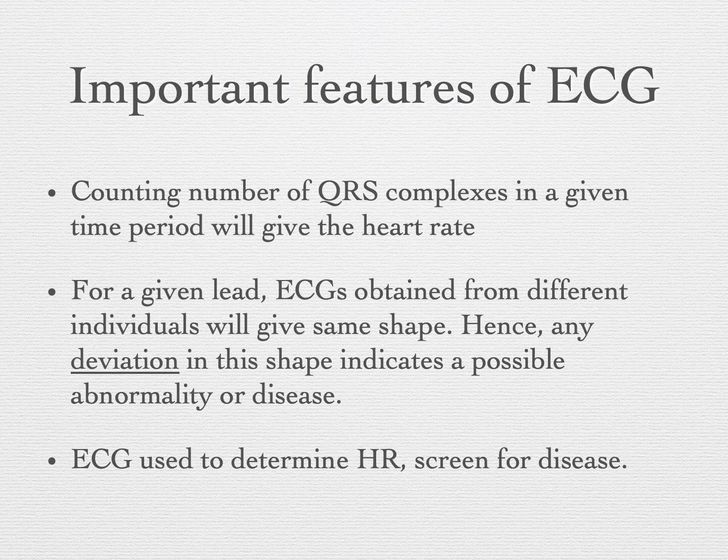Some important features regarding the ECG. Counting the number of QRS complexes in a given time period will give the heart rate. This point is pretty much self-explanatory, as there is only one QRS complex in each cardiac cycle. We can calculate the duration of each cardiac cycle and then arrive at the heart rate. To give an example, if an ECG shows 3 QRS complexes in 3 seconds, then you can conclude that the duration of each cardiac cycle would be 1 second, thereby giving the heart rate to be 60 beats per minute.